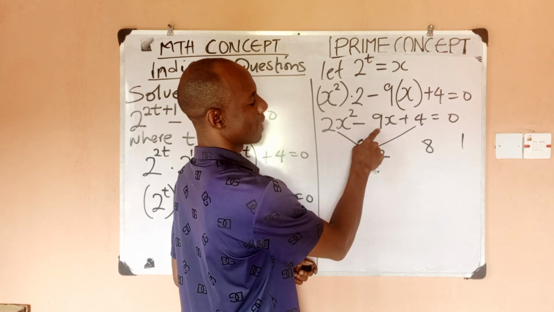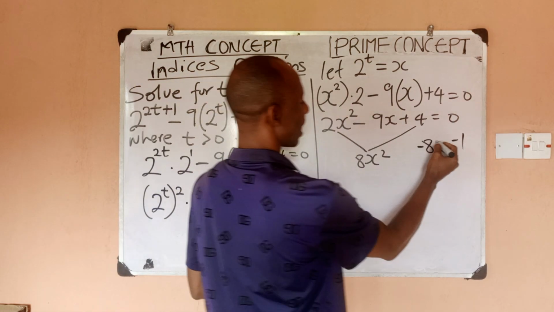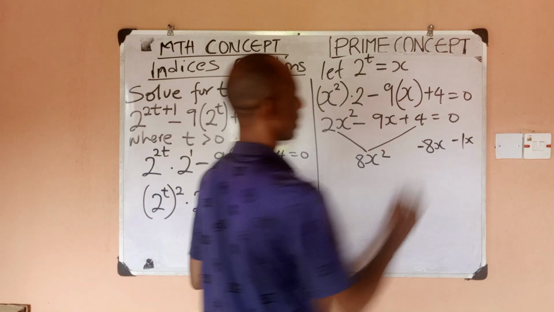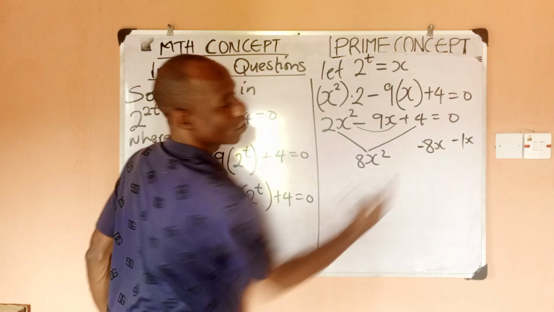So it means this should be minus 8 and minus 1. So actually minus 8x minus 1x. So I'm going to replace what I have at the center with these two factors. So what do I have?